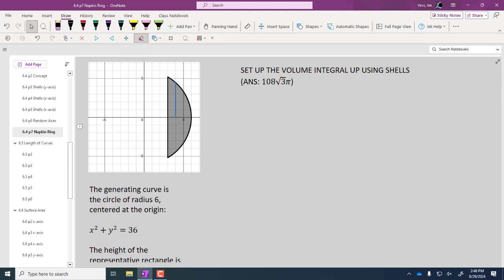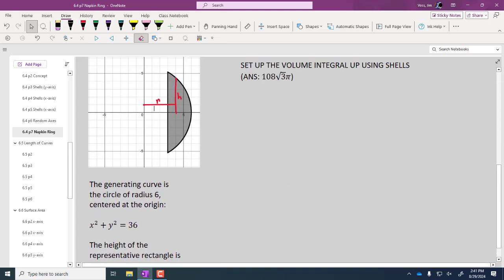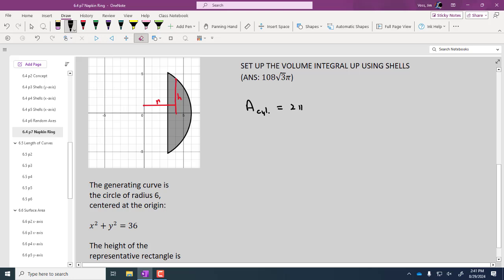Now we're using cylindrical shells. Here is our element that has a height of h, and the radius is going to be the distance from that vertical element to the axis of rotation. So we are going to look again at our generic formula: the area of a cylinder, 2 pi r h.